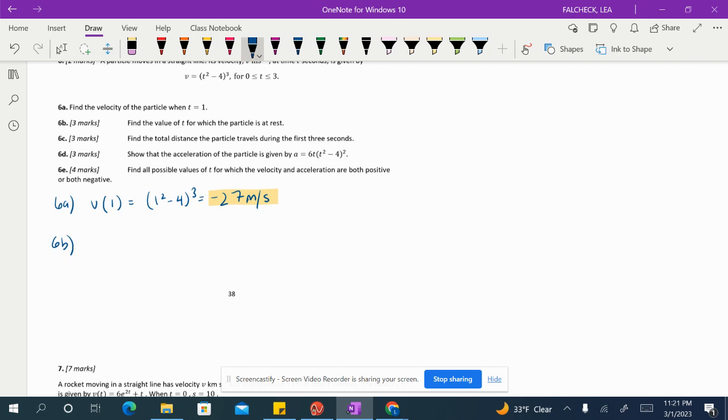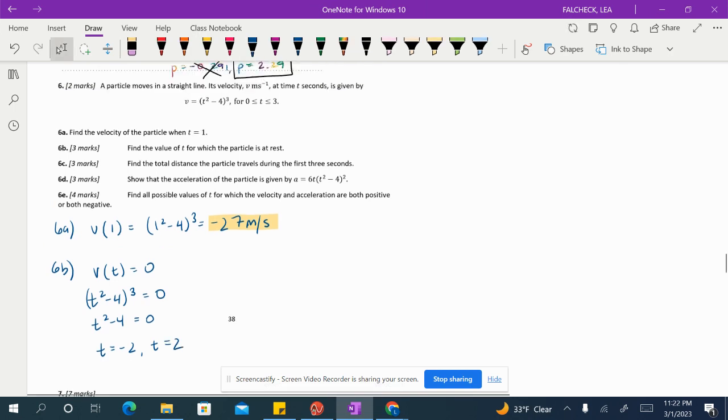Find the value of t for which the particle is at rest. So we know that a particle is at rest when v of t is equal to 0. So let's take that velocity function and set it equal to 0. Cube root both sides, we would just get t squared minus 4. That's a very easy one to factor. We would get t is equal to negative 2, t is equal to positive 2.